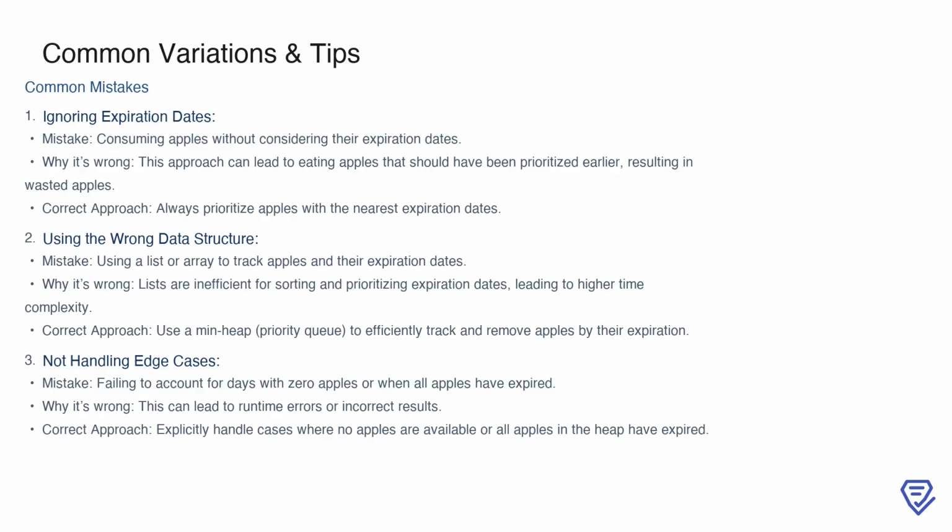If you consume apples without considering their expiration, you might end up wasting apples that should have been eaten earlier. The correct strategy is to always prioritize apples with the nearest expiration dates to minimize waste. Next, choosing the wrong data structure can also lead to inefficiencies. If you use a list or an array to track apples and their expiration dates, sorting and prioritizing becomes cumbersome, which increases the time complexity.